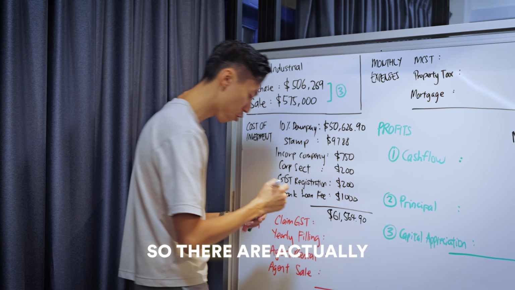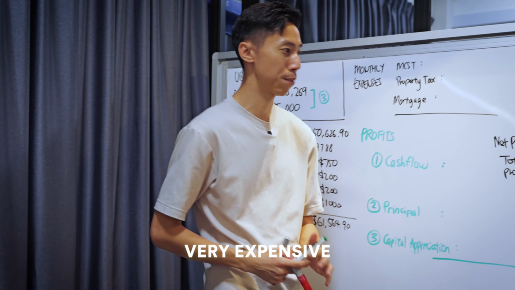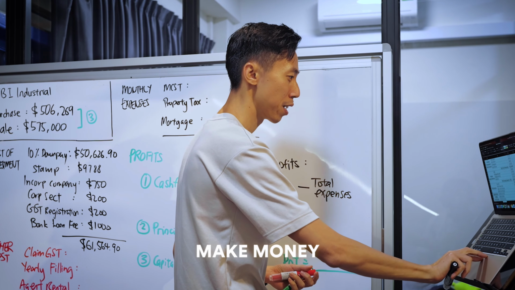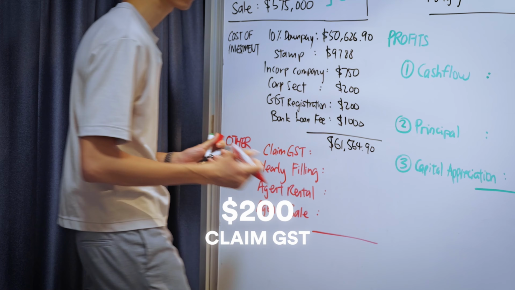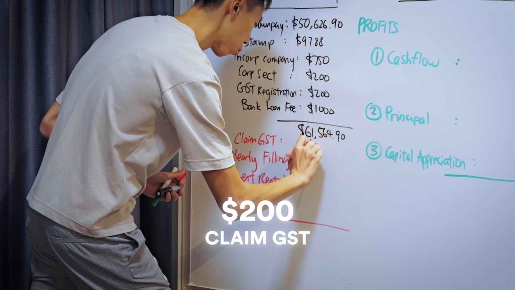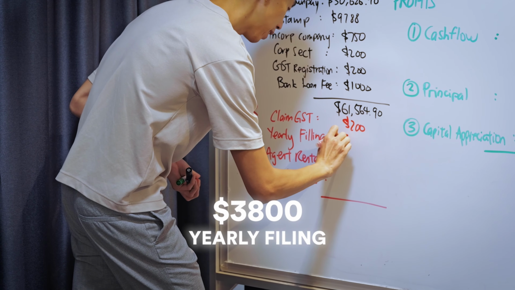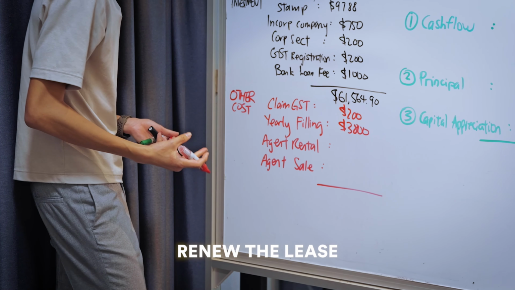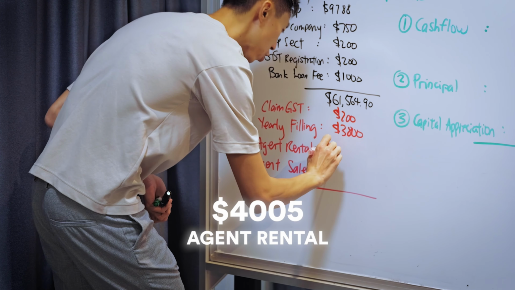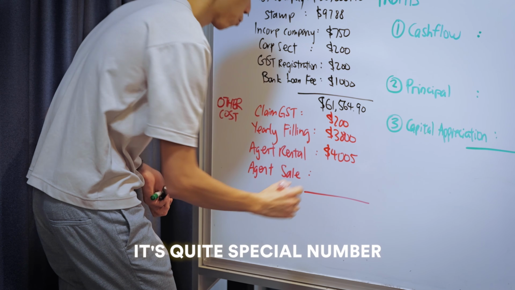564.9. So there are actually a lot of costs into this thing, and that's why I think a lot of people say that it's very expensive or you might not even make money. But guess what? There are other expenses also. So when we claim GST, we also have to pay $200 to claim GST because someone is doing the filing for us. There's a yearly company filing. This is separate. And when we actually renew the lease, alright, there was actually a rental commission, $4,005 for this particular unit. It's quite a special number.